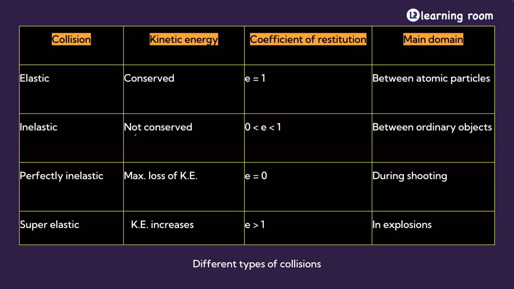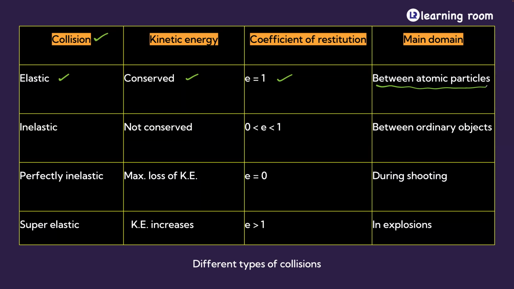So based on this, when you prepare a table for the type of collision, we talk about elastic collision first. We prepare a table with type of collision, kinetic energy, coefficient of restitution, and the main domain. So when I talk about elastic collision, kinetic energy is conserved. What is the coefficient of restitution in this case? It is 1, right? Where can you observe this taking place? Between atomic particles. Between atomic particles, you can say that it is elastic collision because they are not coming in contact with each other.